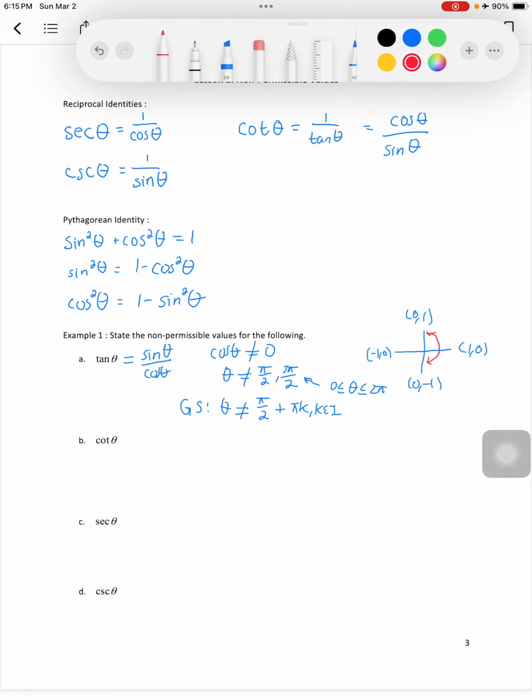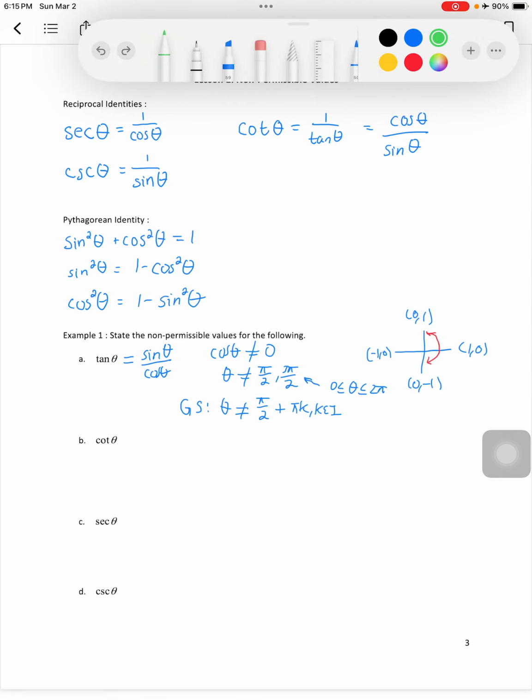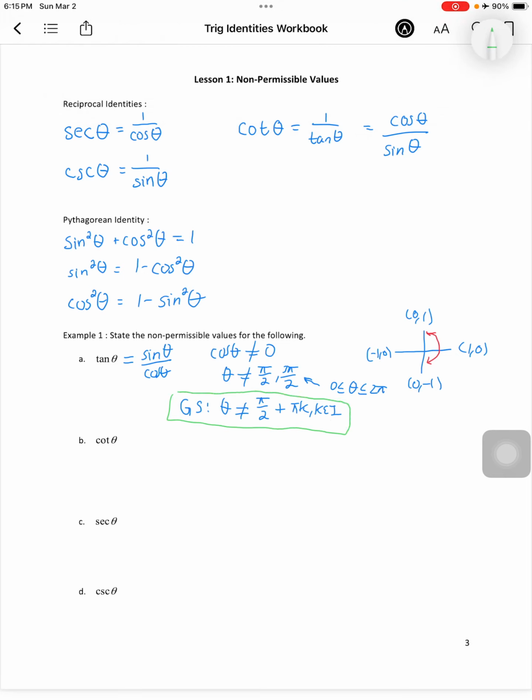If you were to do the full 2 pi k, so in this green here, you go all the way back to this top coordinate, that means you're missing the NPV at the bottom. So that's why you only do the pi k. So the correct answer for this specific question would be the general solution.